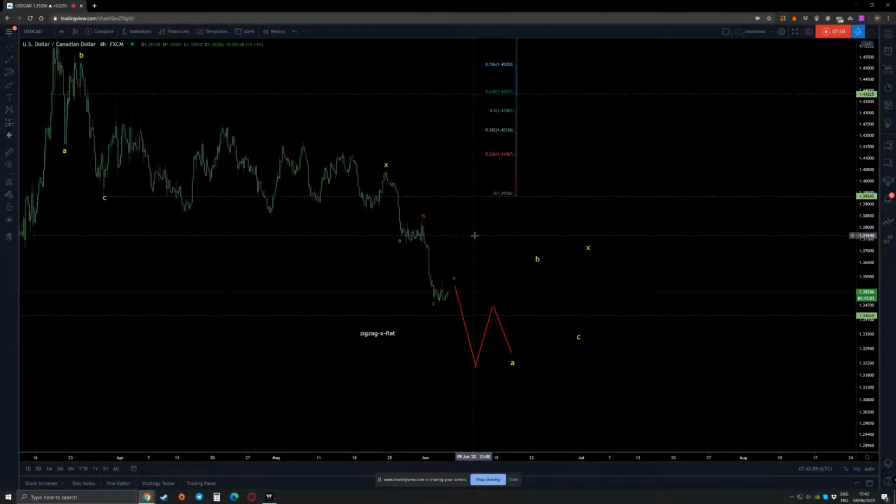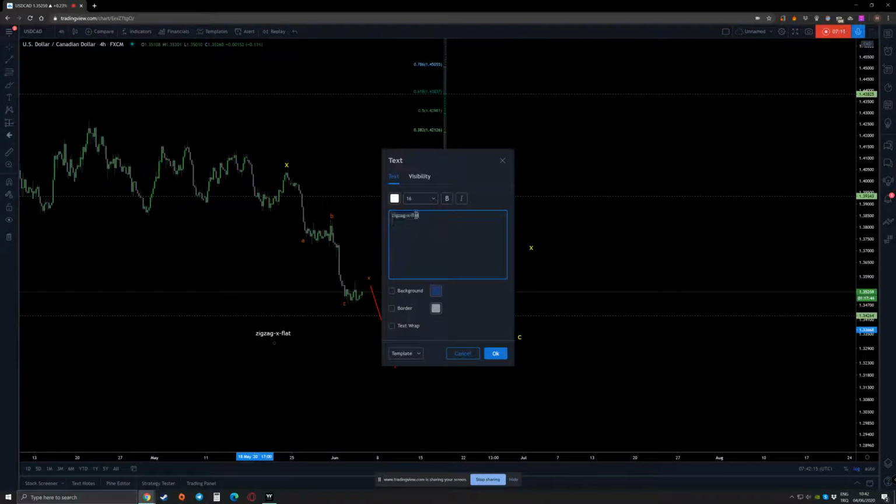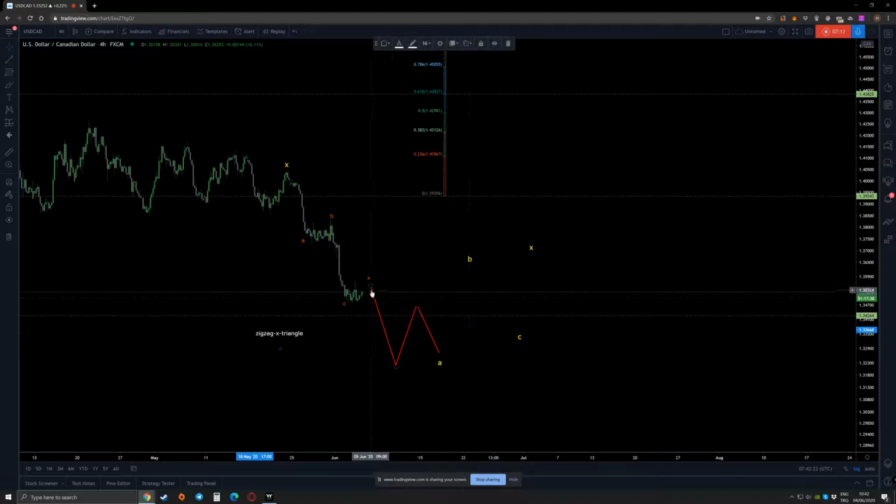Okay, but let's not go forward so much. Now this can also be a triangle. So it means that the price will do something like this. After this X wave, it will be like this and like this: A, B, C, D, E. In that case, our wave A will be done here, and it will go up for the wave B.